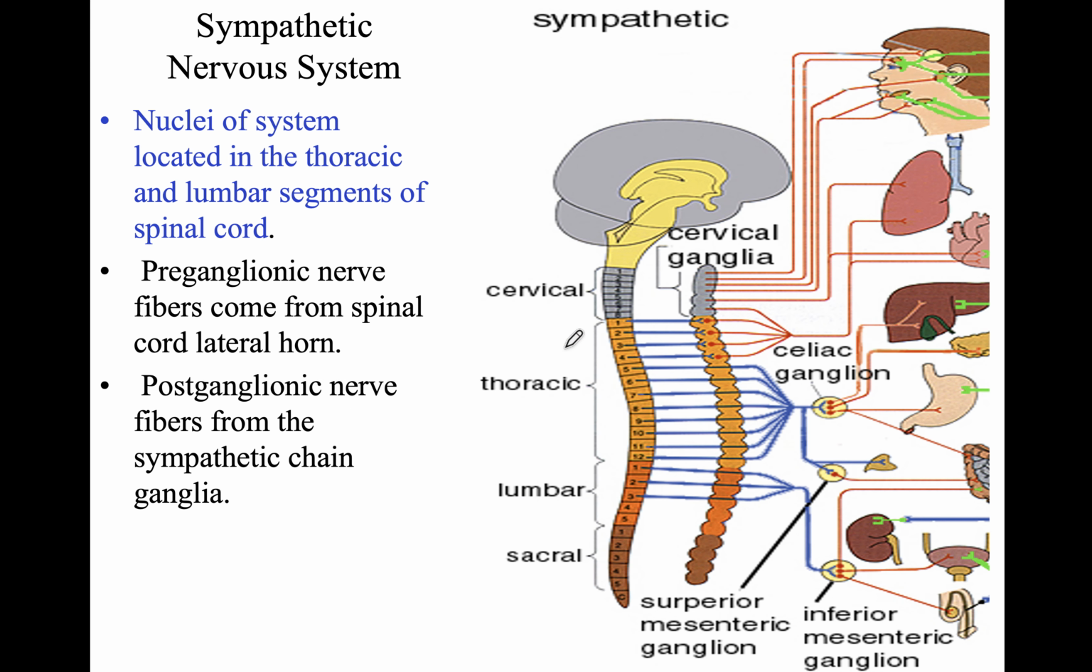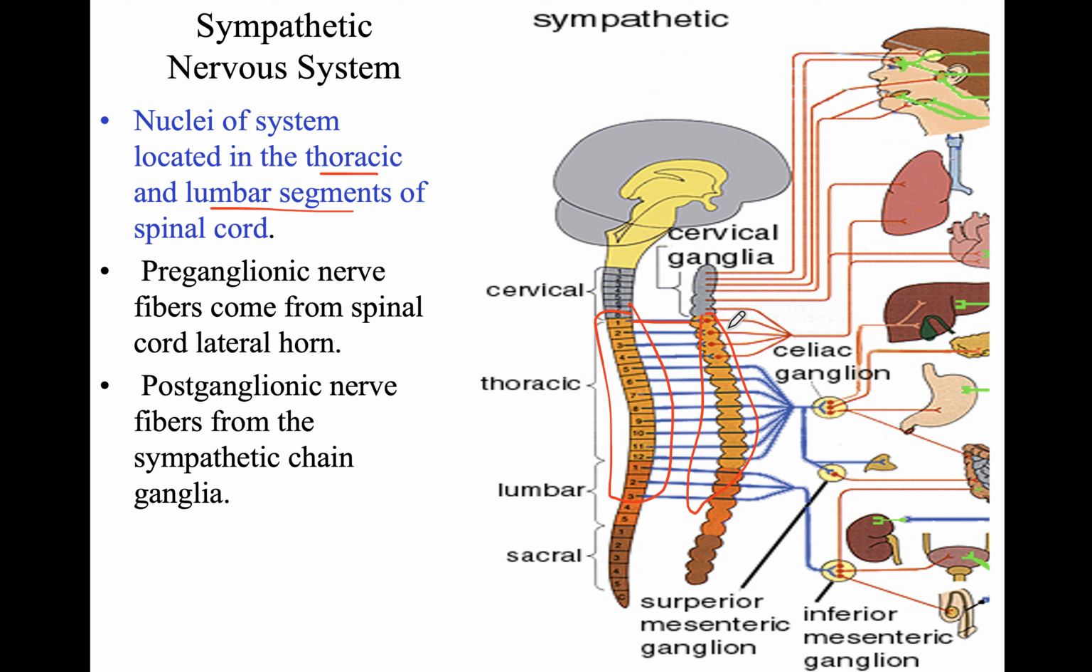So we start with the first one, which is the sympathetic nervous system. Nuclei of this system are located in the thoracic and lumbar segments. See this one here. This is the first one. And we can see here they have a short preganglionic nerve, and this one goes to synapse with the second neuron, whose cell body is found in this ganglia.